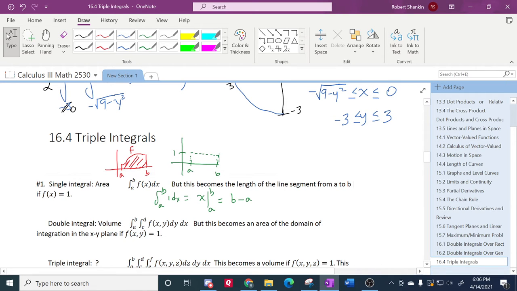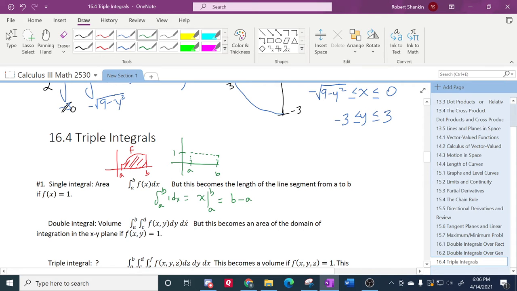Double integral. We're used to this. We just had this idea. This is a volume, and this would be the rectangle from a to b on the x-axis, c to d on the y-axis.